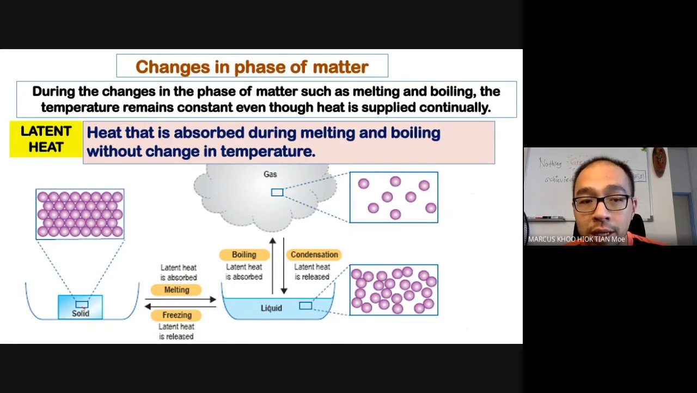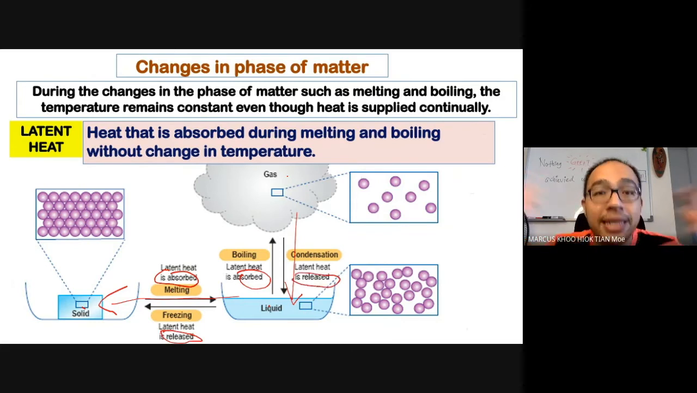So solid to liquid to gas, all the heat is absorbed. We absorb heat. But from gas to liquid to solid, we find that the latent heat is released. The molecules release their heat so that they can join back together. A lot of new words, a lot of new ways of thinking, but basically, think at the molecular level.